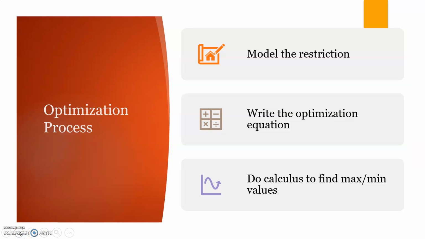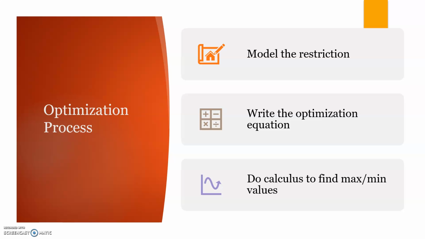So the process you're going to go through as you're doing optimization is, first, you're going to model the restriction. And the restriction is what's keeping you from covering the earth with your item. If you're trying to maximize something, it's what's keeping you from making it enormous, from covering the earth. If you're trying to minimize something, it's what's keeping it from being just teeny tiny.